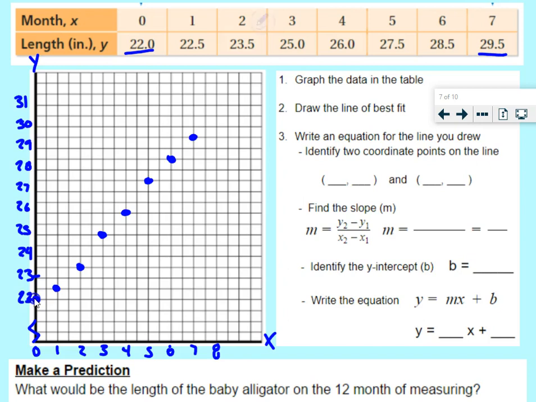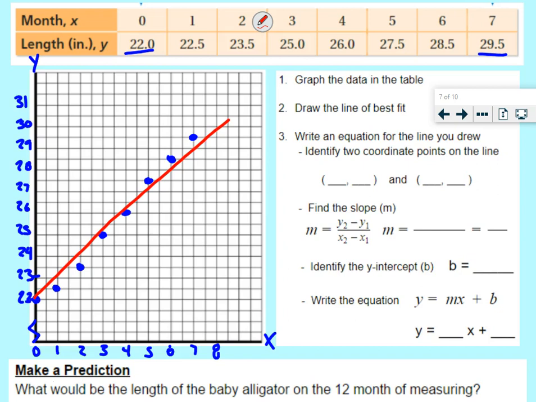When you get done, your graph should look like this. Now you should notice that the points are pretty much forming a linear function. They're not quite in a straight line, but if we were to make a straight line through this data, it would kind of go right there.